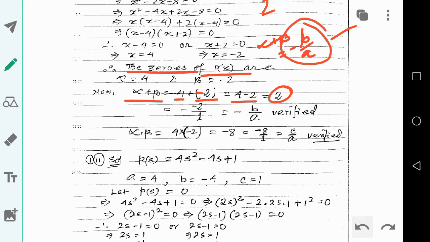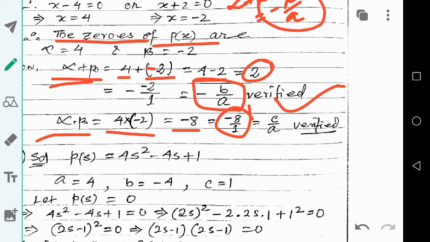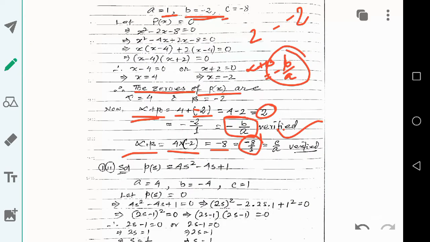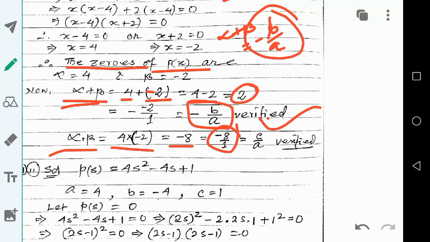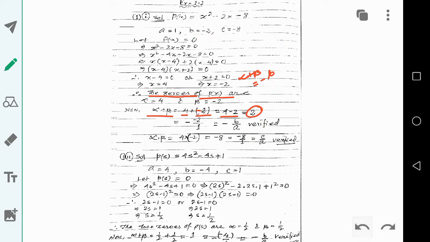So what we have got? Alpha plus beta is equal to minus b by a, hence verified. Similarly we can verify alpha into beta, that is 4 into minus 2, which is equal to minus 8. Minus 8 can be written as minus 8 by 1. Minus 8 is the value of c and 1 is the value of a. That's why we have got c by a, hence verified. I hope you have understood this. Similarly we can solve the remaining problems.